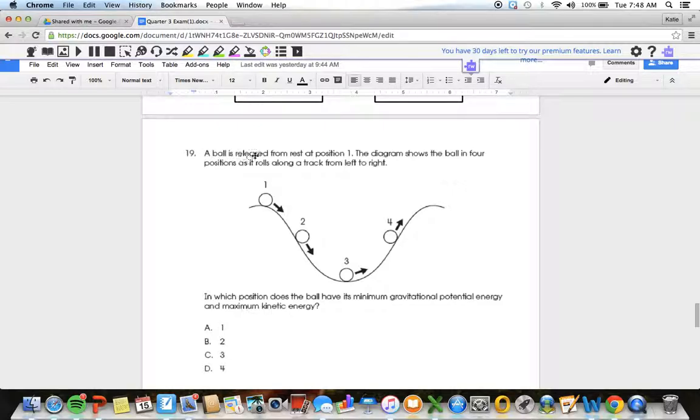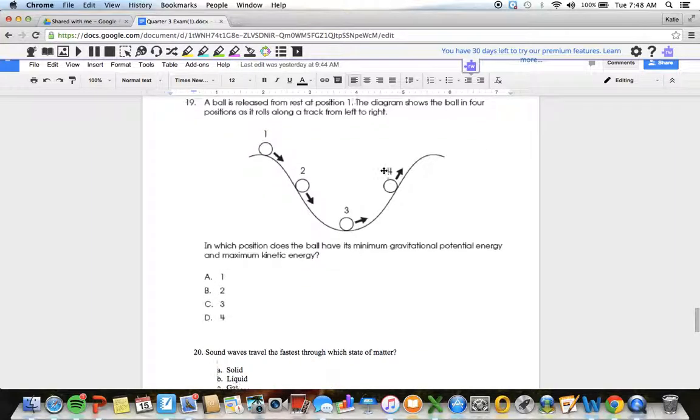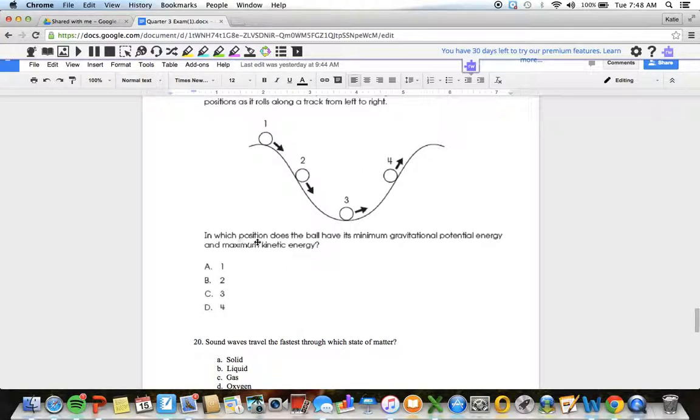19. A ball is released from rest at position 1. The diagram shows the ball in 4 positions as it rolls along a track from left to right. In which position does the ball have its minimum gravitational potential energy and maximum kinetic energy? A, 1; B, 2; C, 3; or D, 4?